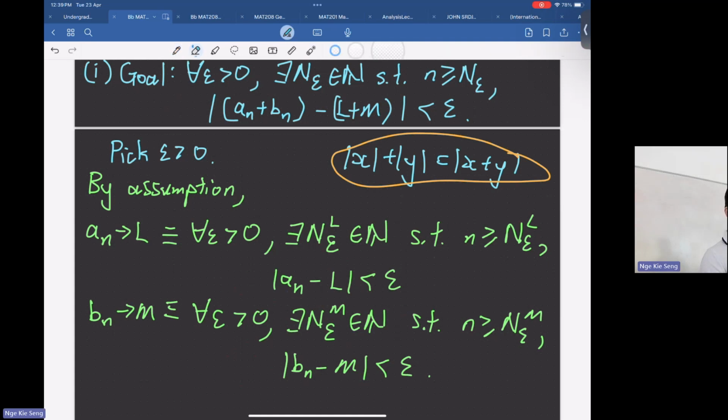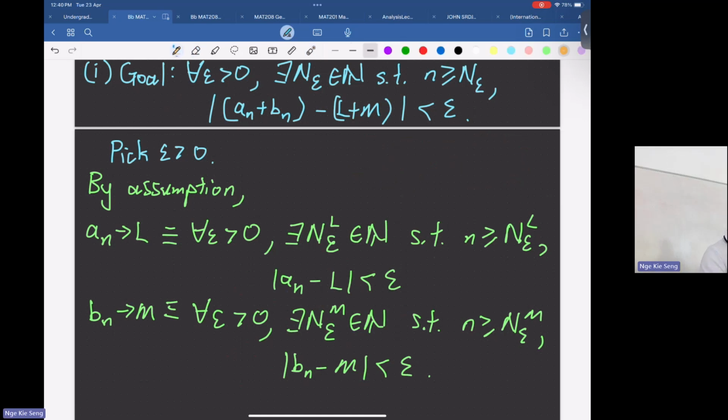What is true is the triangle inequality here. You can split the term inside your absolute value, which is less than or equal to the sum of the absolute values. Okay, so let's do some working here.